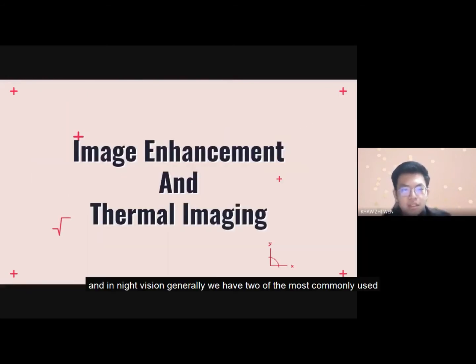In night vision, generally we have two of the most commonly used technologies, which are image enhancement and thermal imaging. Both of these share a similarity where they utilize infrared rays to form an image to be more perceivable by the human eye.